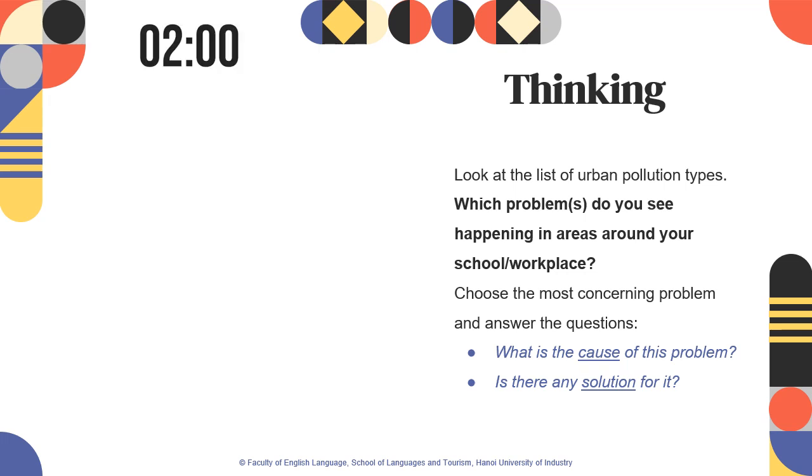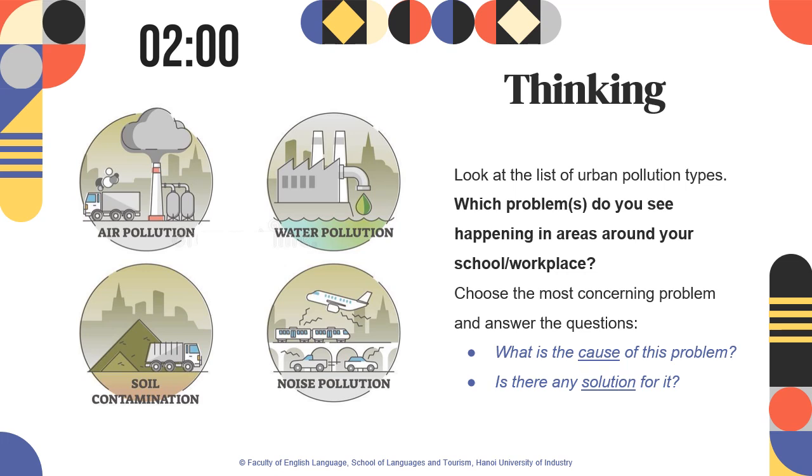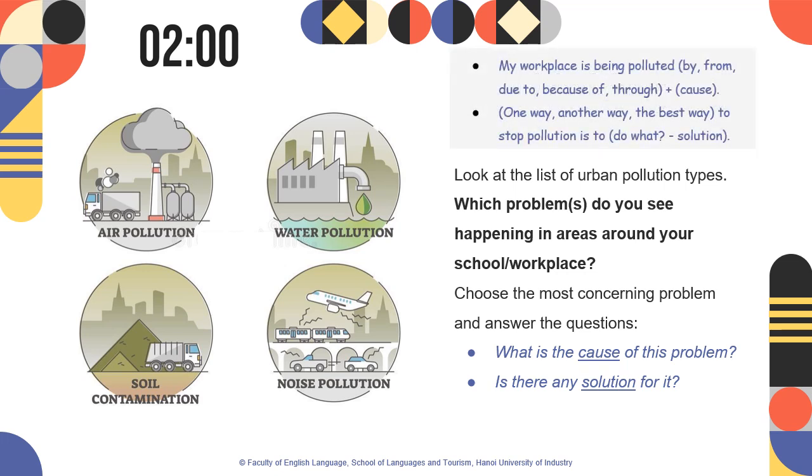Let me show you the list of urban pollution types. We have air pollution, water pollution, soil contamination, and noise pollution. I will give you 2 minutes. Try and use the structures above to answer questions on your right. Record yourself for later self-review too.